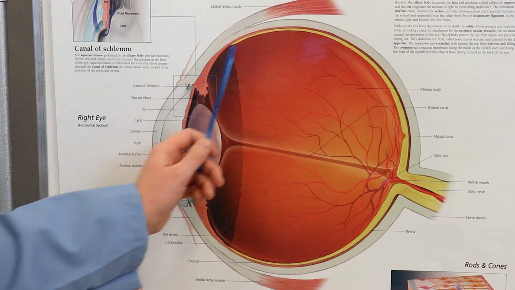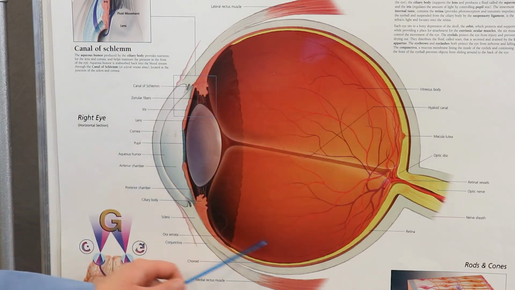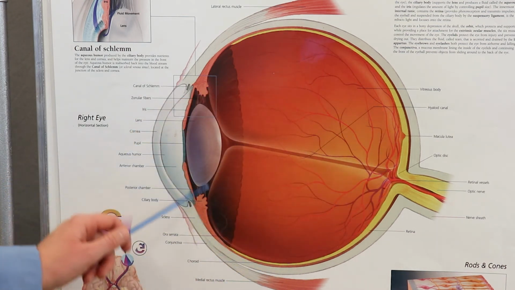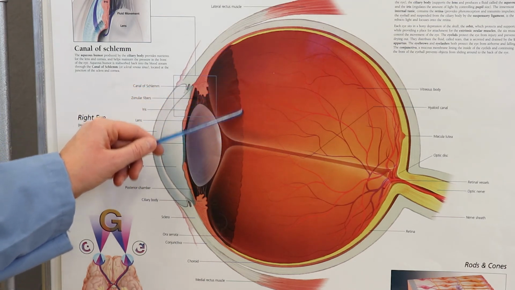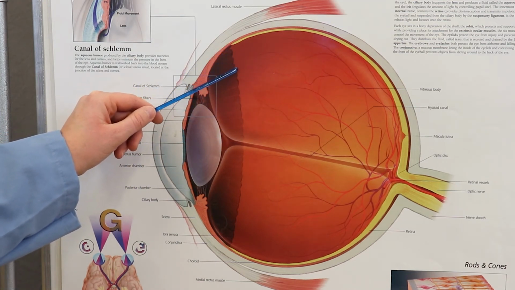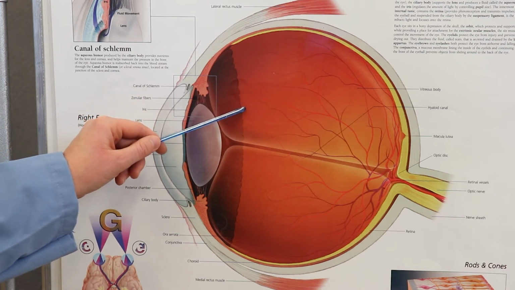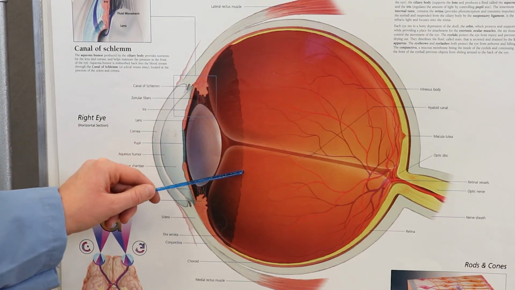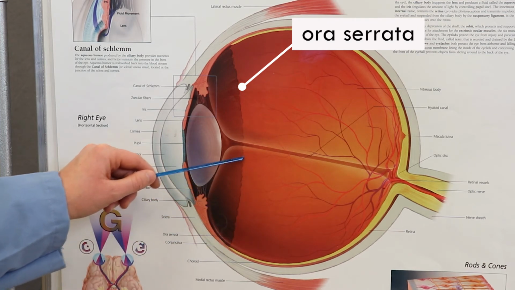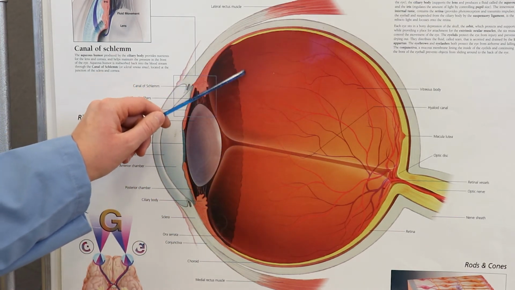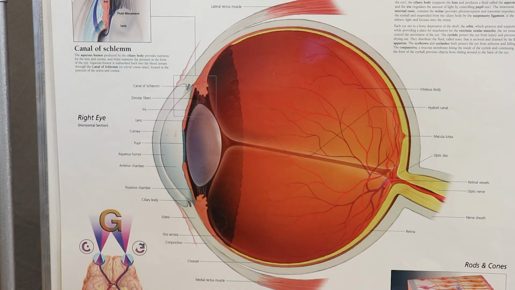So the retina is pushed up against the choroid by the vitreous humor that fills this posterior segment, and the retina is also tacked down to the choroid at this serrated edge here. So see how it's scalloped or serrated? This is called the ora serrata. The ora serrata tacks down the retina to the choroid.